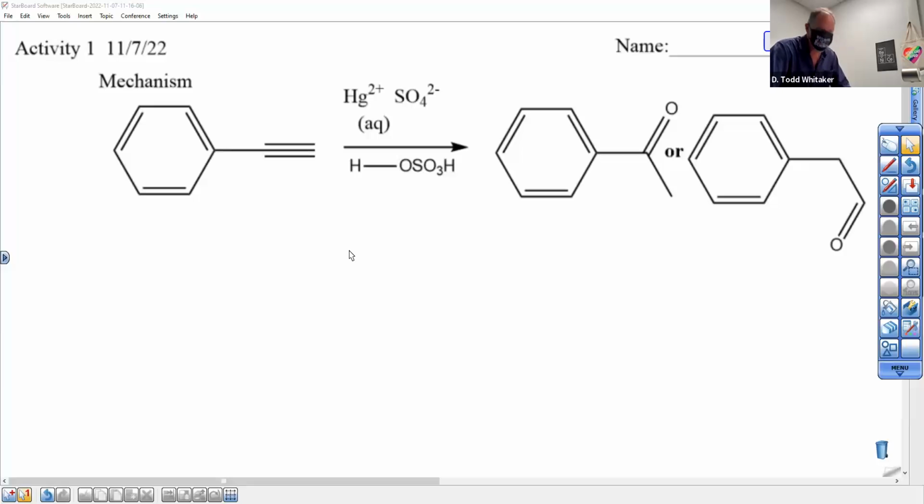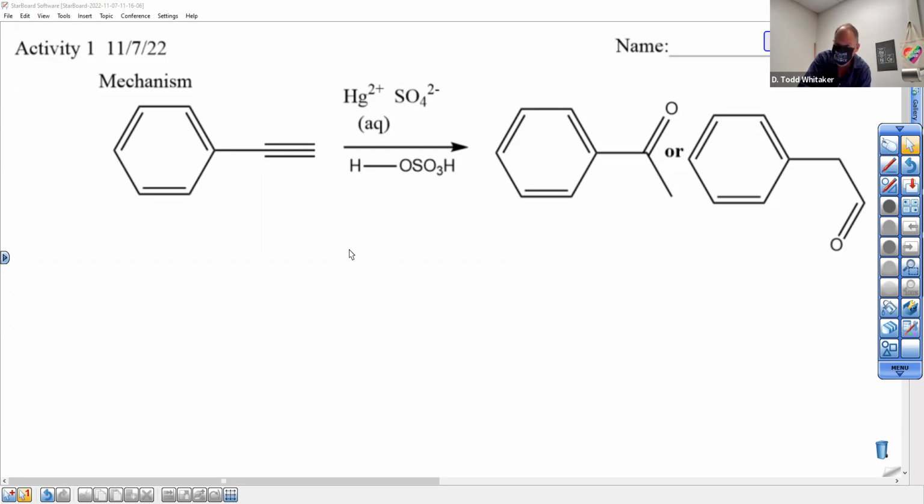Ladies and gentlemen, we're going to explore Chapter 7 mechanisms. And as we do these, please constantly review the similar reaction from Chapter 6. In Chapter 6, there was one pi bond. In Chapter 7, there's two. That makes the pi bonds a little more reactive in Chapter 7.